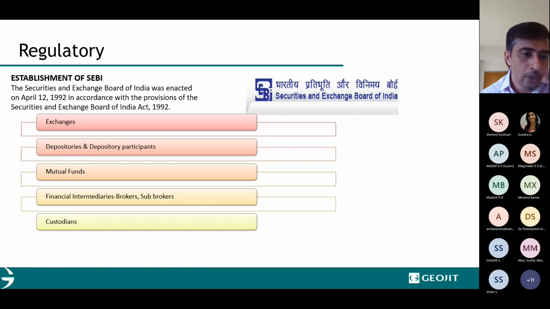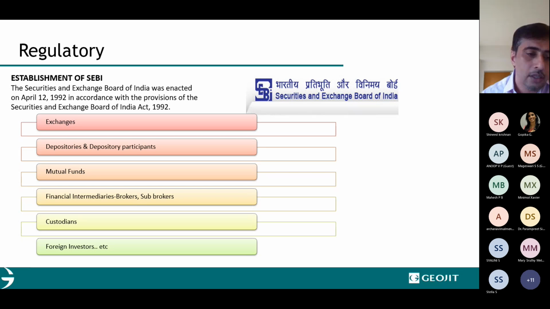Then we have the custodians. Custodians basically serve the record details of an investor of a company or for the mutual fund houses. Then we have one of the biggest players called foreign institutional investors. So we have a good presence of FIIs in our markets.